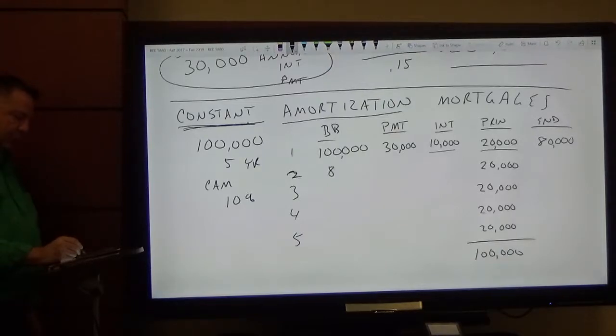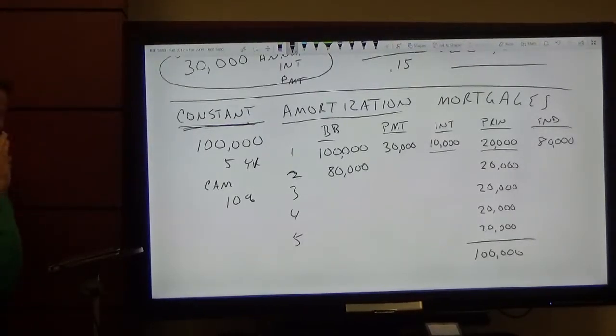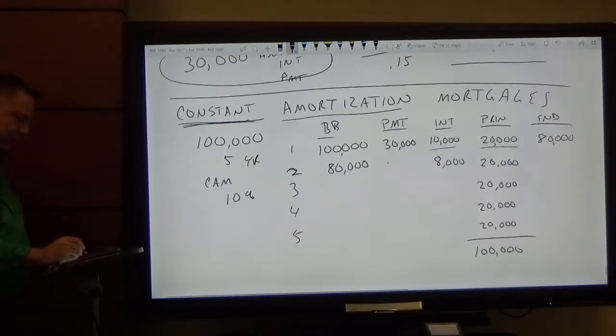All right, so over here, 80,000. Payment doesn't stay the same. Well, no, it doesn't. It's 28 grand. So the payment now is going to be based on the 80,000. So 80,000 times 10% is going to be 8,000. Does everybody follow that? Okay. Now our payment has gone down to 28,000.